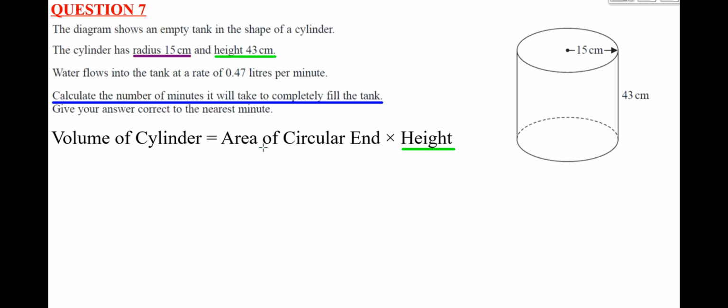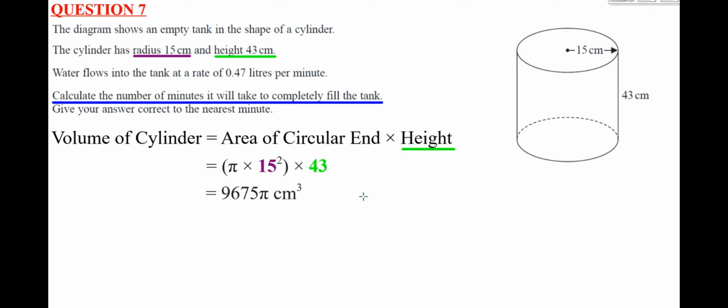So if we were to just type this into the calculator, the area of a circle is pi multiplied by the radius squared. So the area of the circular end will be pi multiplied by 15 squared, and then we multiply that by the height, which is 43. So if we try this on our calculator, pi times 15 squared, multiplied by 43. These brackets are optional. You don't need them. I'm just putting them here to make it clear what the circular end is, and the height is separate, but you don't need brackets.